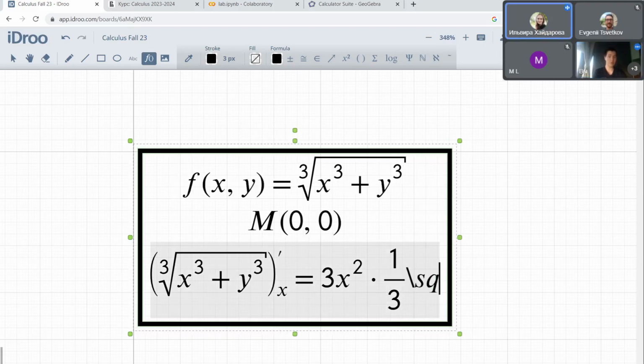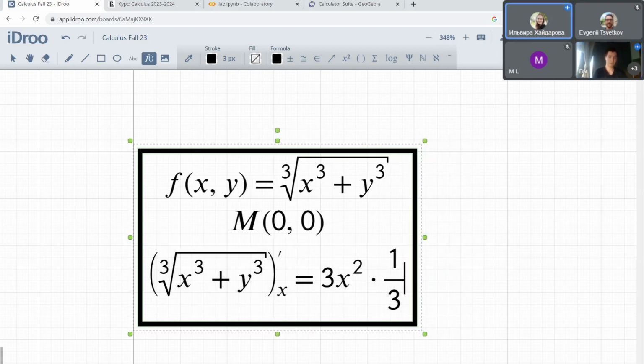I'm sorry, are you transmitting your screen somewhere? I don't see. Oh, of course, I forgot to start the screen sharing. Yes, sorry. I started the recording, but I forgot to start the translation of screen. Sorry.